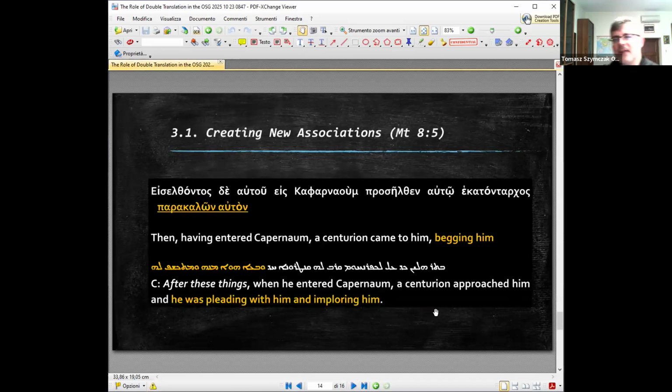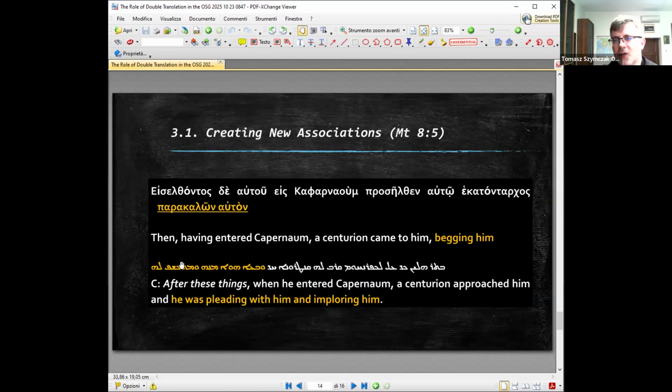Then, having entered Capharnaum, a centurion came to him, begging him. In Curetonianus, Sinaiticus here has a lacuna. After these things, there's a plus in Curetonianus: when he entered Capharnaum, a centurion approached him, and he was pleading with him and imploring him.